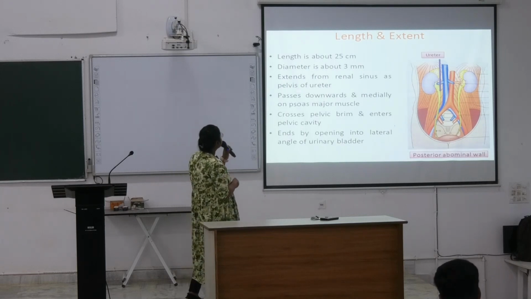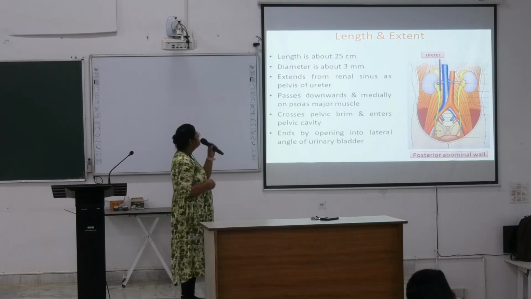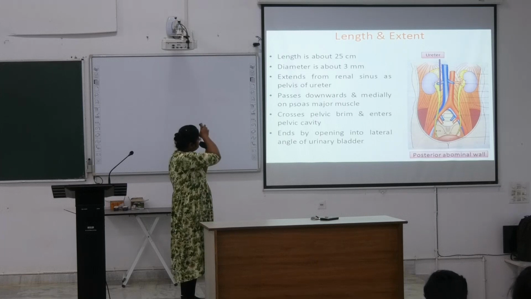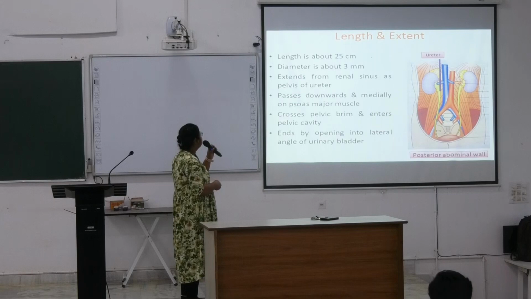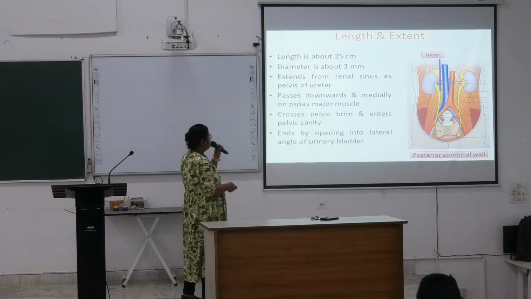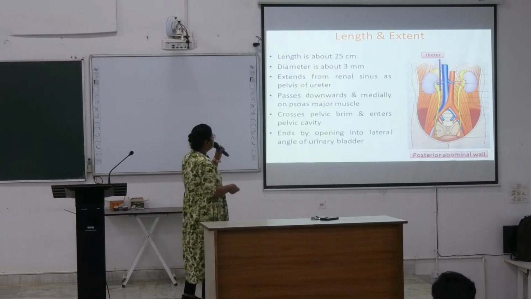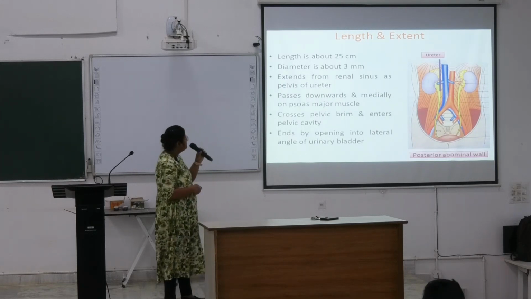So ureter extends from renal sinus as pelvis of the ureter, passes downward and medially on the psoas major muscle. See, this is the psoas major muscle. Crosses the pelvic brim, here is the pelvic brim, and enters into the pelvic cavity. Ends by opening into the lateral angle of urinary bladder. This is urinary bladder, opening into the lateral angles of the urinary bladder. So this is the course.